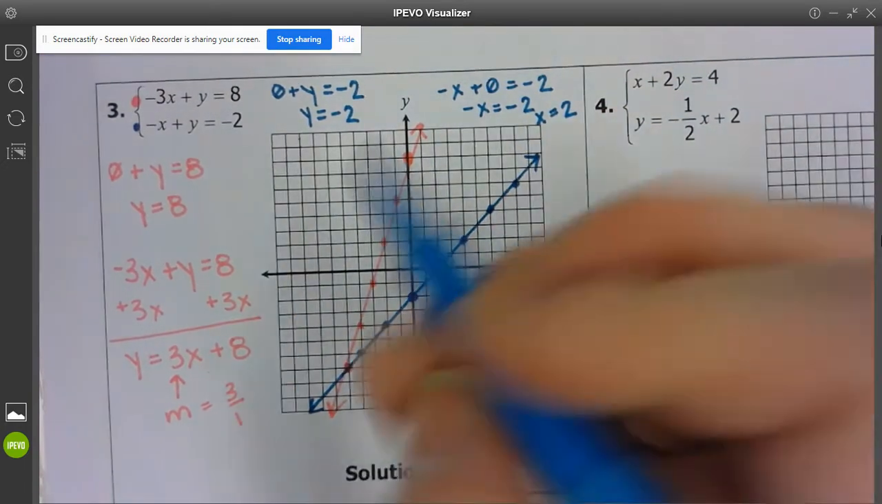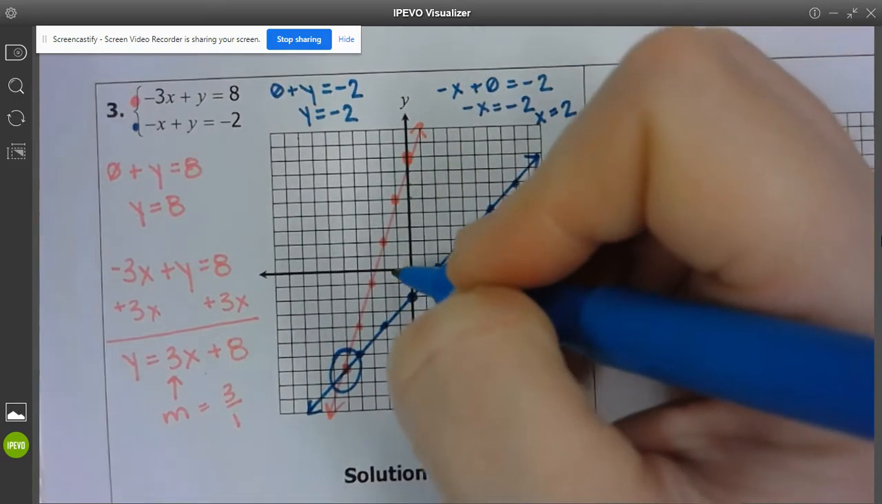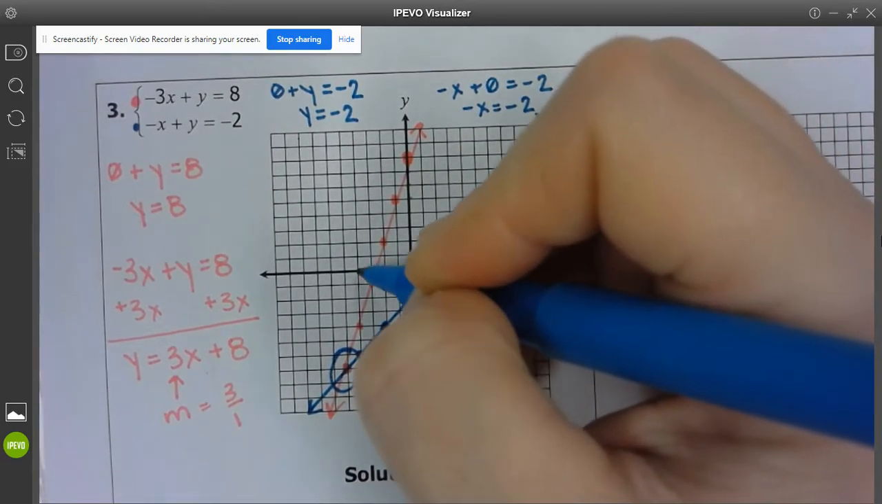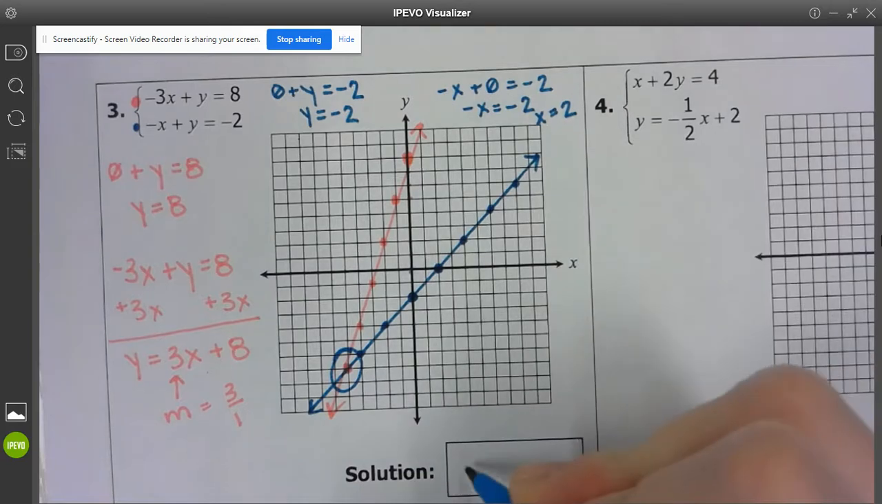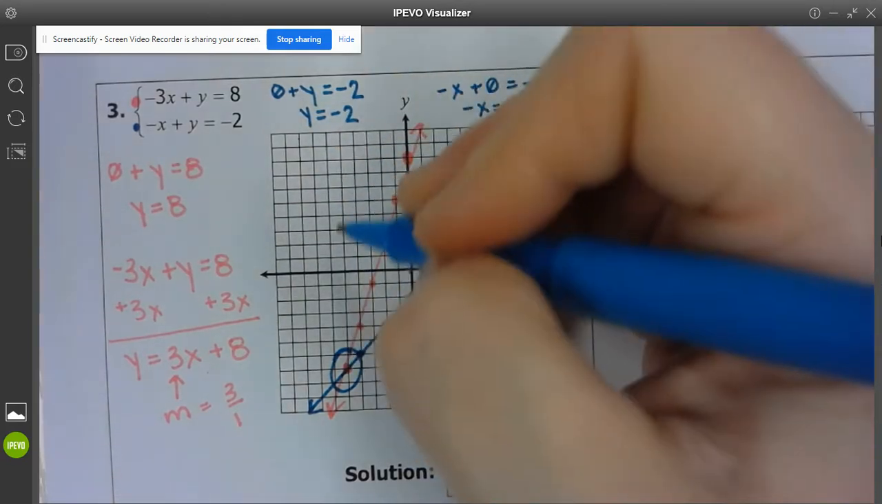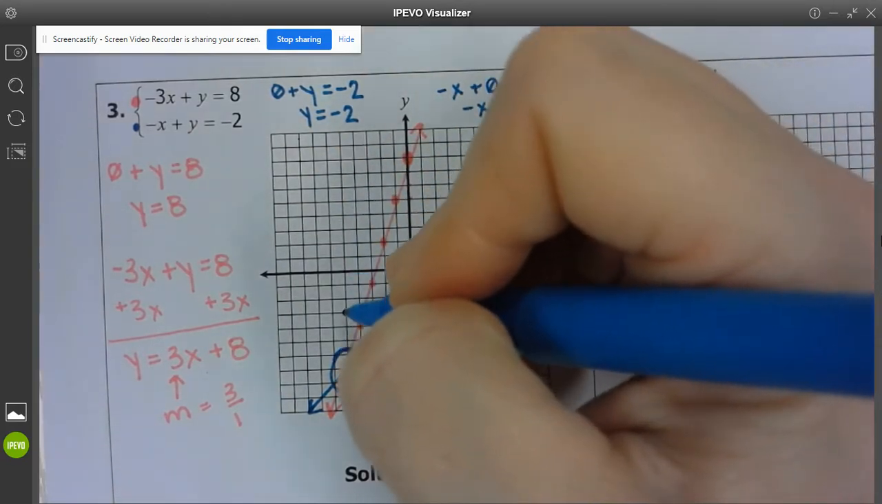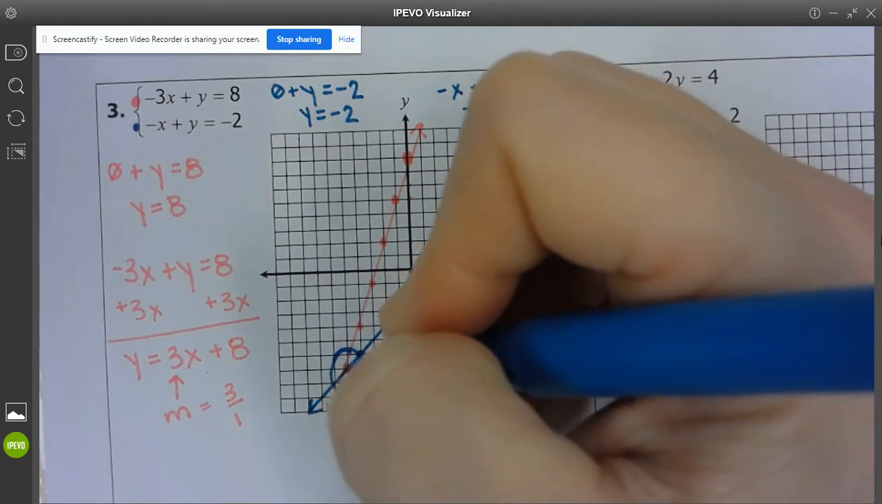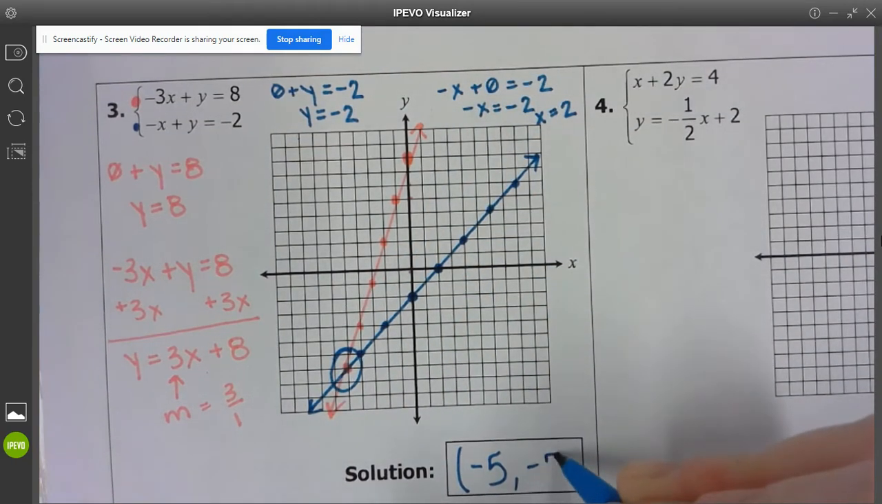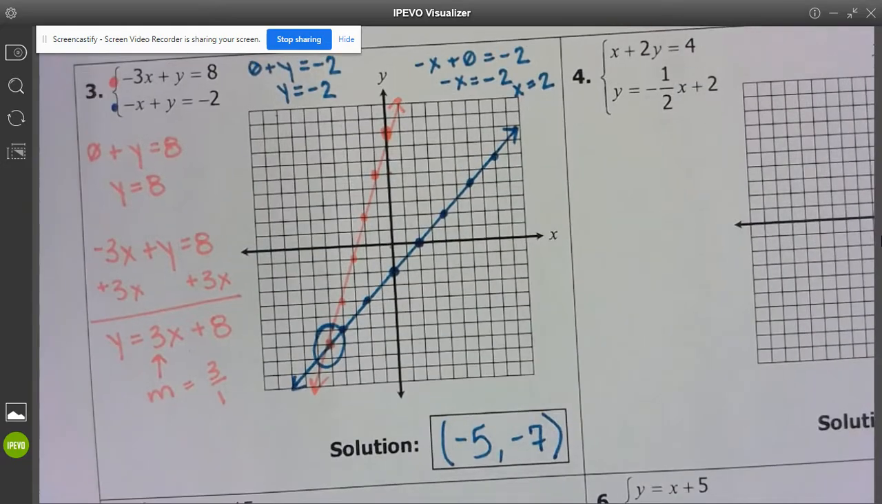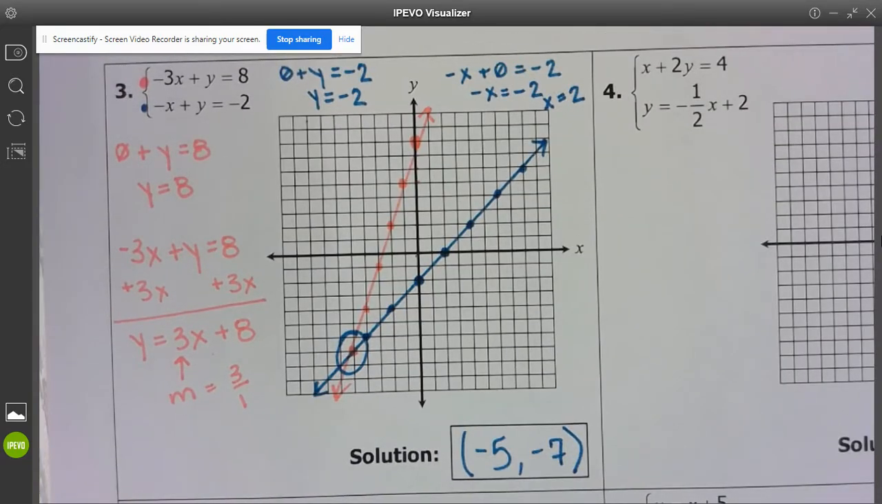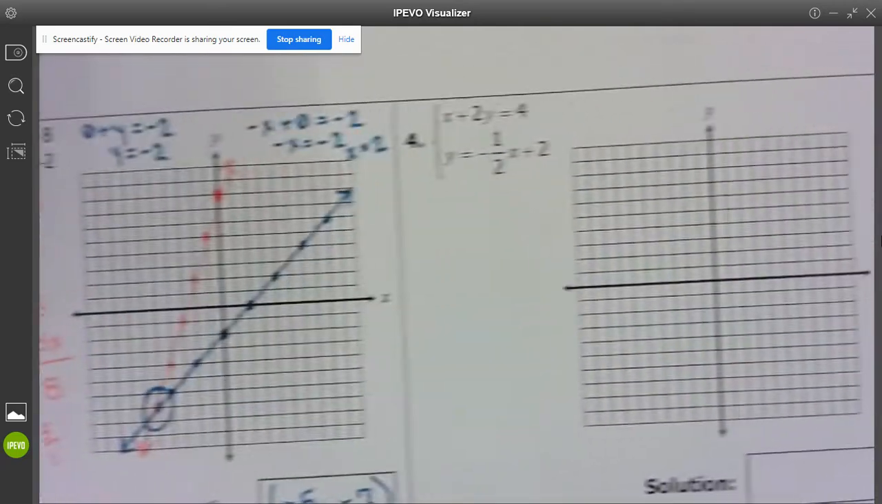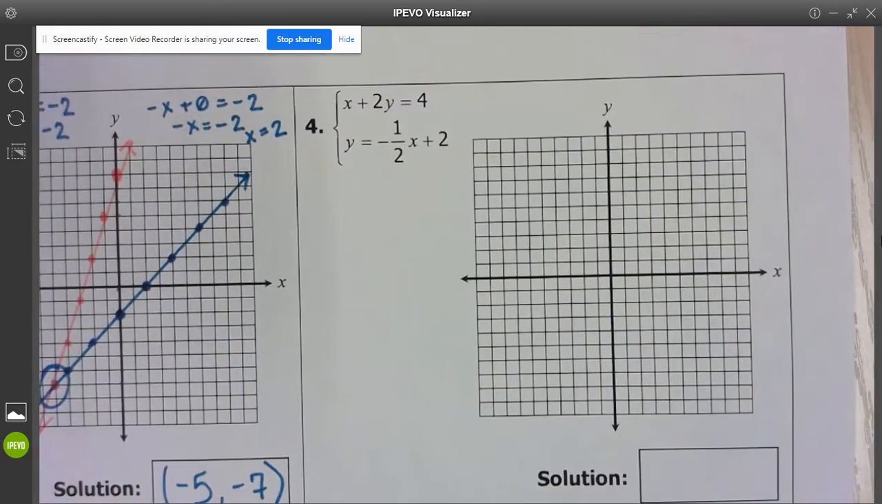Let's switch back over to blue. It just shows up better. So that's 1, 2, 3, 4, 5 in the negative direction for x. 1, 2, 3, 4, 5, 6, 7 in the negative direction for y. So that solution would be negative 5, negative 7. All right, moving on to number 4.